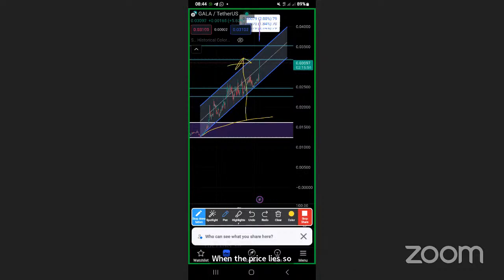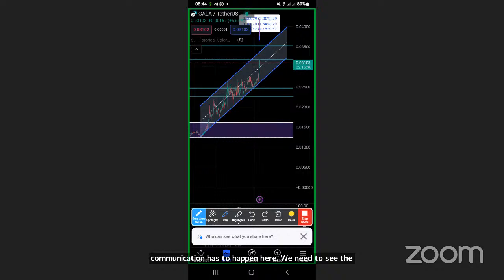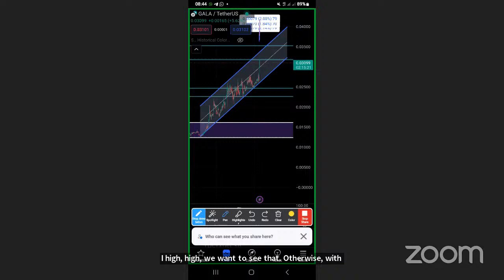So as they sell, the price drops significantly. So we want to see, before the price can begin going against us, should we still remain in the trade or exit? If we should, then something has to tell us, a communication has to happen here. We need to see the price constantly being supported, and we need to begin seeing a continuous breakout happening, or higher highs being formed continuously. Higher high, higher high. We want to see that. Otherwise, we may not be safe. So we want to monitor.